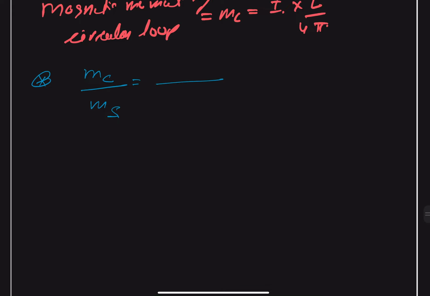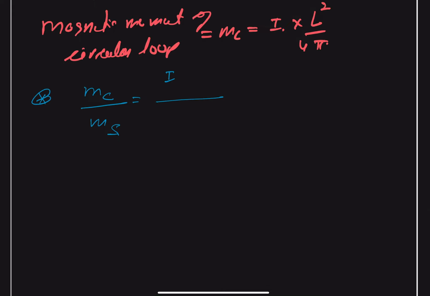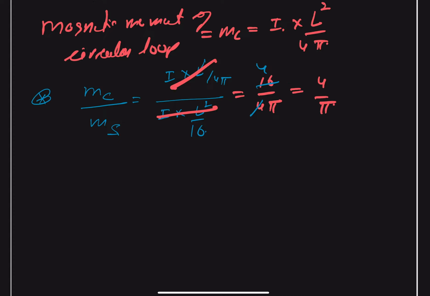This gives us I L square by 4 pi, and here we have I L square by 16. I L square goes away, and this comes as 16 upon 4 pi. So this goes by 4. So we are left with 4 pi.